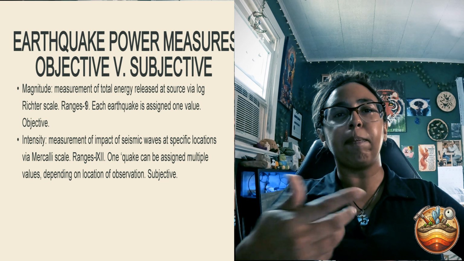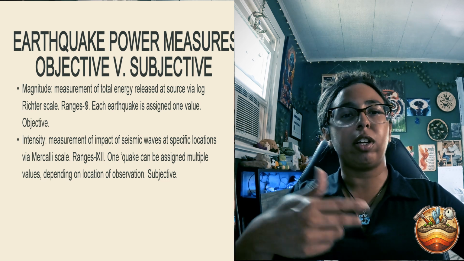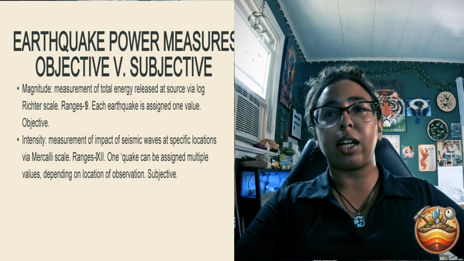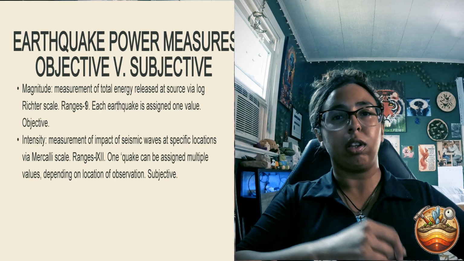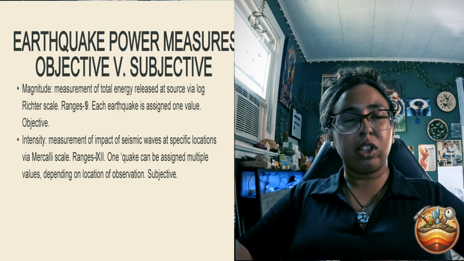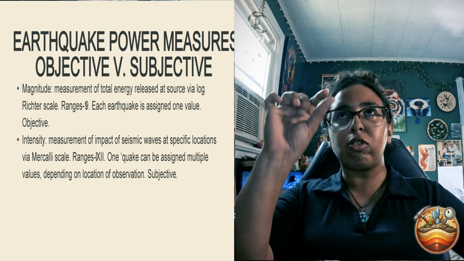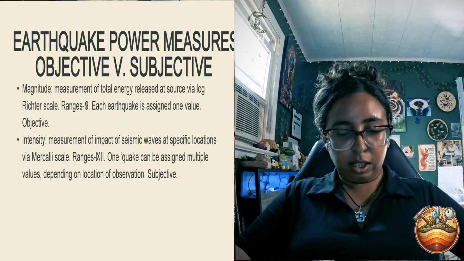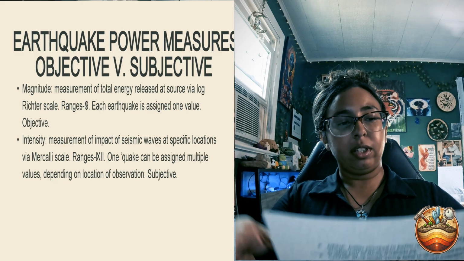This measures the impact of seismic waves at different locations, and it measures it via the Mercalli scale. It ranges from 1 to 12. One earthquake can actually be assigned multiple values depending on where the person doing the observing is. And so a little more about each scale. On the Richter scale, each whole number that you jump up is about 32 times more energy being released.